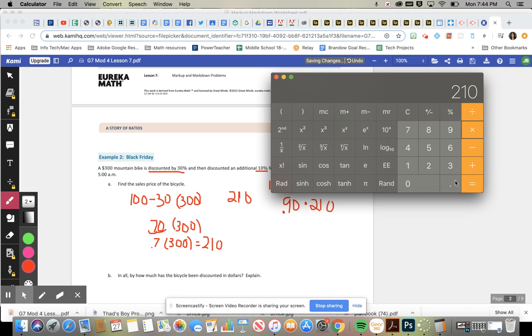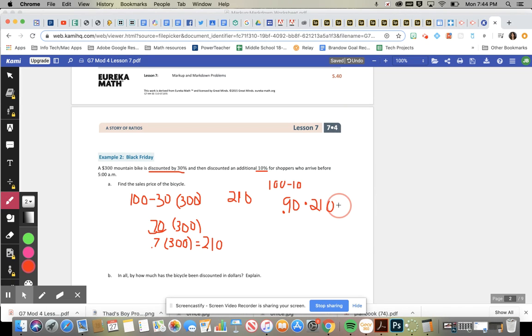And I'll times that by 0.90, or 9, and it's $189. So it was already marked down to $210. Oops.